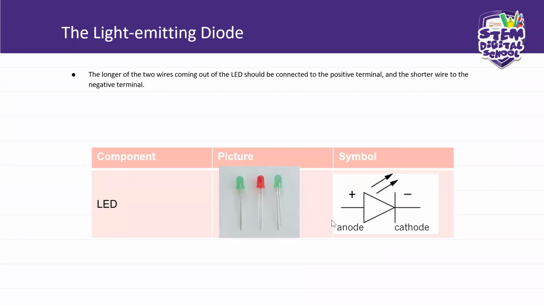The positive side is called the anode, and the negative side is called the cathode. So the cathode is short and the anode is long. Okay? The anode that you're going to connect to your red wire is long. The cathode that you're going to connect to your black wire is the shorter one. Then you have a correct connection of the LED.